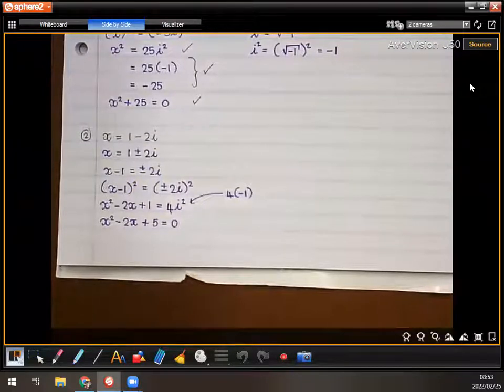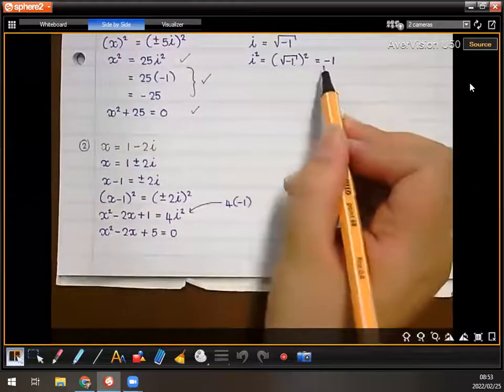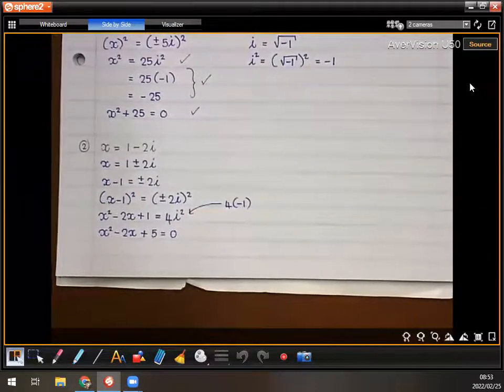1 plus... and 1 times negative 1. i squared is negative 1 there, not negative 1 times negative 1. It is negative 1 times the square.